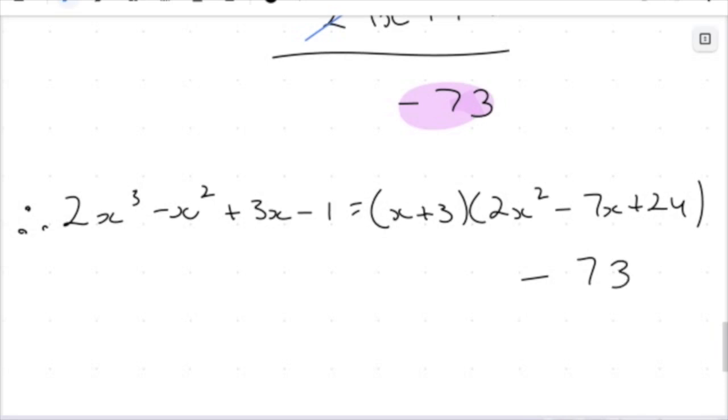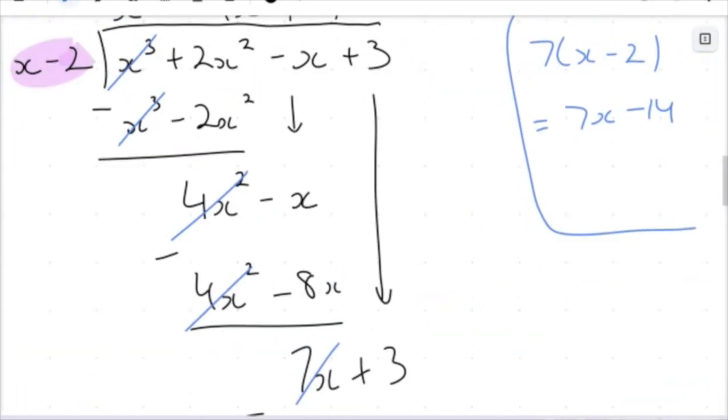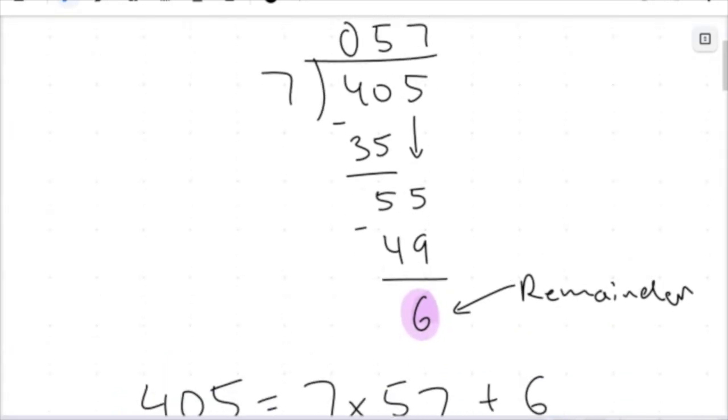So this is how we can use the same processes of long division from way up when we first saw it and write our polynomials in a different way by finding a quotient as well as determining the remainder.